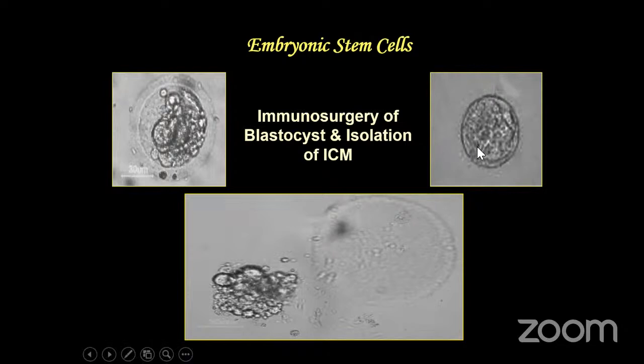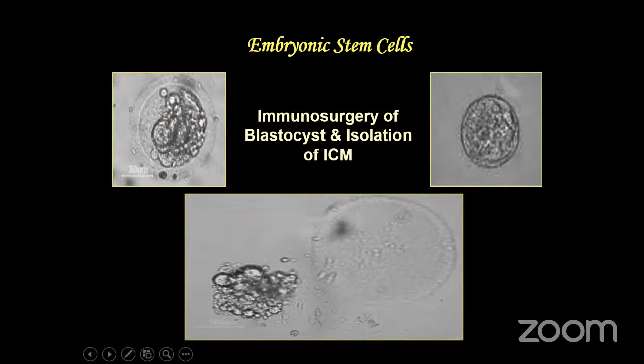Then when you use complement against that, the complement function is to chew wherever the antibody is bound. So only the outermost cells where the antibody is bound will be disintegrated, and you will get only the inner cell mass. This is in fact what we have done in our lab. That is what I'm showing there.